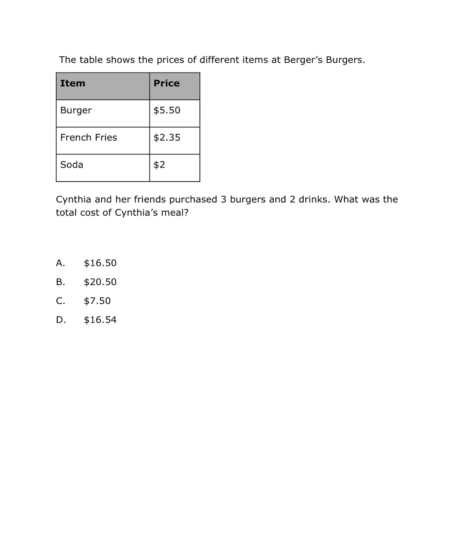Okay, so it says the table shows the prices of different items at Burgers. Cynthia and her friends purchased 3 burgers. Okay, so I'm going to find burger, and I'm going to say that's going to be times 3. They bought 3 of those, so I need to figure out how much those 3 burgers cost. And they also bought 2 drinks. Okay, so I'm going to find the drinks, the sodas, and I'm going to say that is times 2, and I need to figure out how much that costs. And then the question says, what is the total cost?